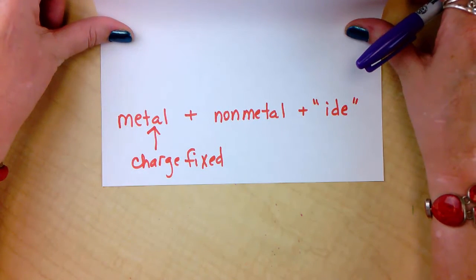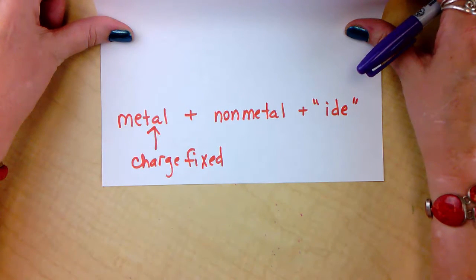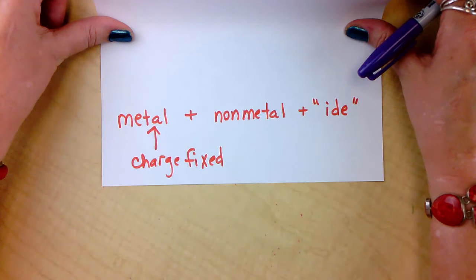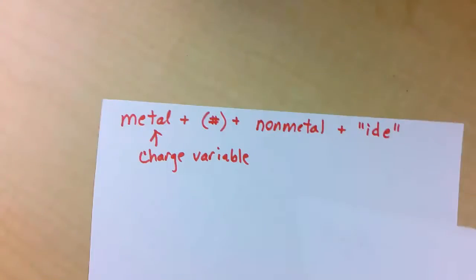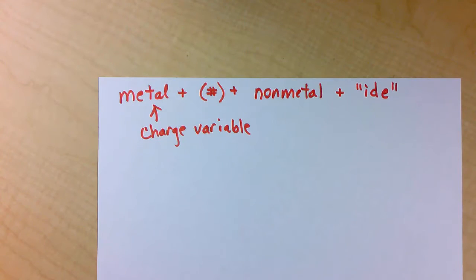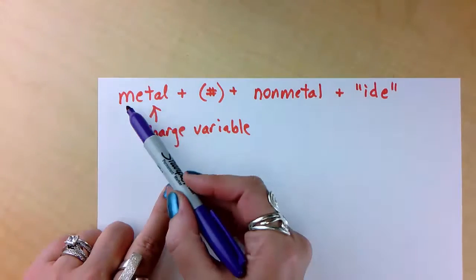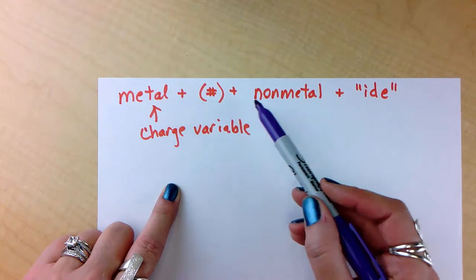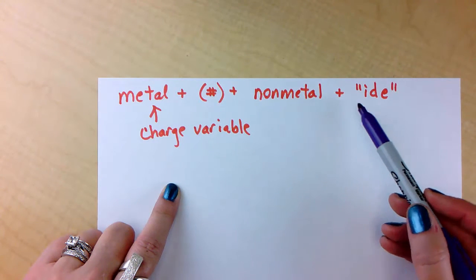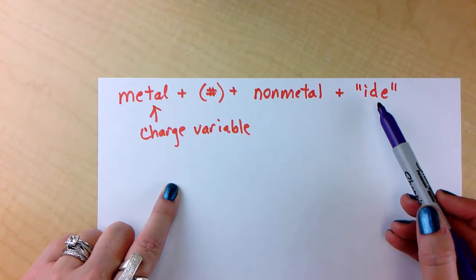First of all, if we have a metal that has a fixed charge, the name is simply going to be the metal's name plus the non-metal's name, and we're going to replace the ending with IDE. That is for fixed charge metals, which we'll review in just a minute. Another way to name is the variable charge metals. We use the metal's name. Then we have a Roman numeral. Then we have the non-metal's name, and then the ending IDE.